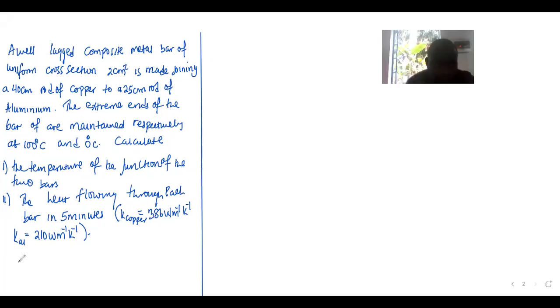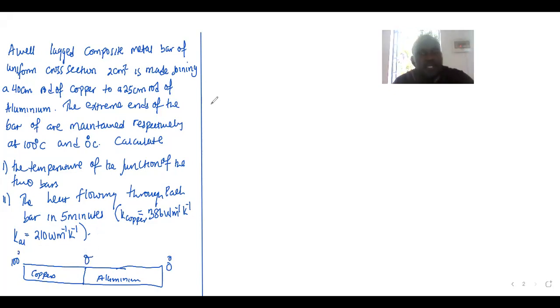A well-lagged composite metal bar of uniform cross-section 2 centimeters squared is made, joining a 40 centimeter rod of copper to a 25 centimeter rod of aluminium. The extreme ends of the bar are maintained respectively at 100 degrees Celsius and 0 degrees Celsius. Calculate the temperature of the junction of the two bars and the heat flowing through each bar in 5 minutes. Okay, so this is how the bar looks like.